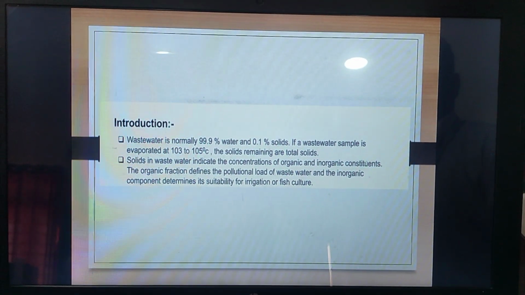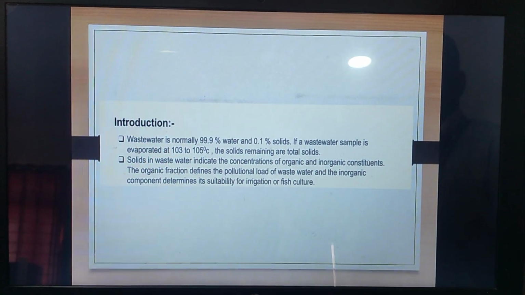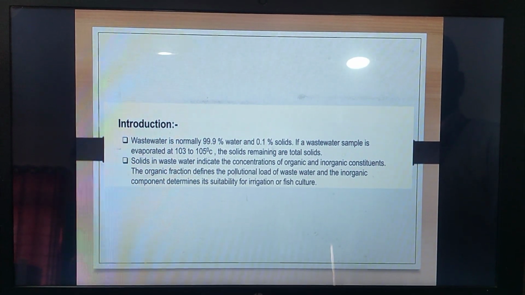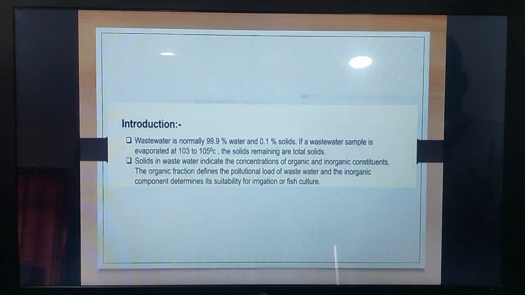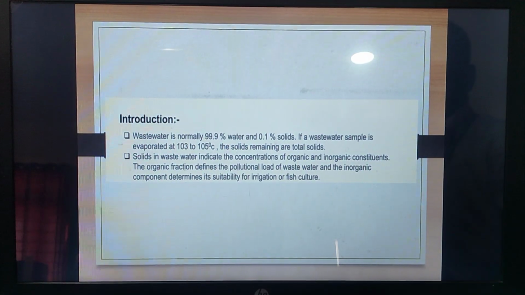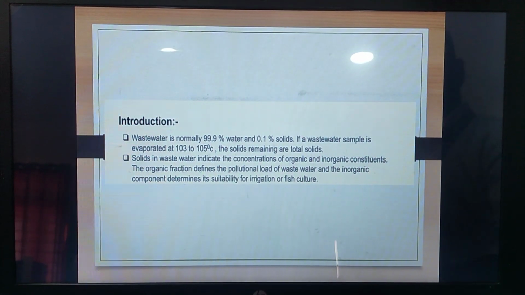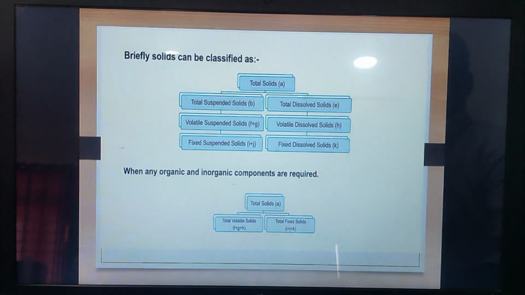The solids in the wastewater indicate the concentration of organic and inorganic constituents. The organic fraction defines the pollution load of wastewater, and inorganic components determine its suitability for irrigation or fish culture. So these are some of the purposes, a small introduction about the solids.